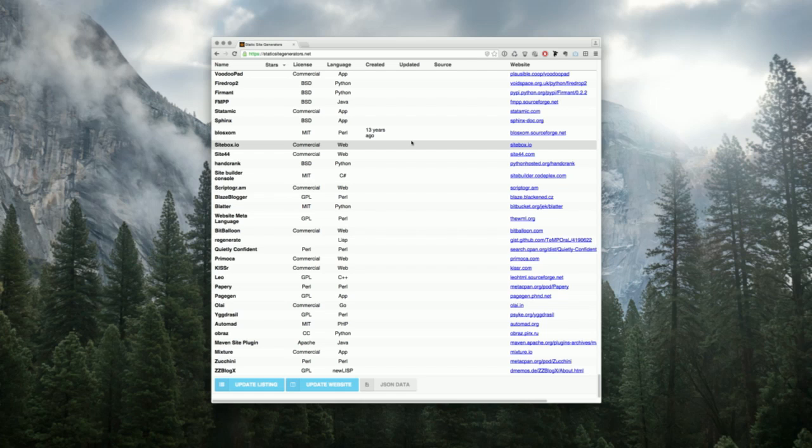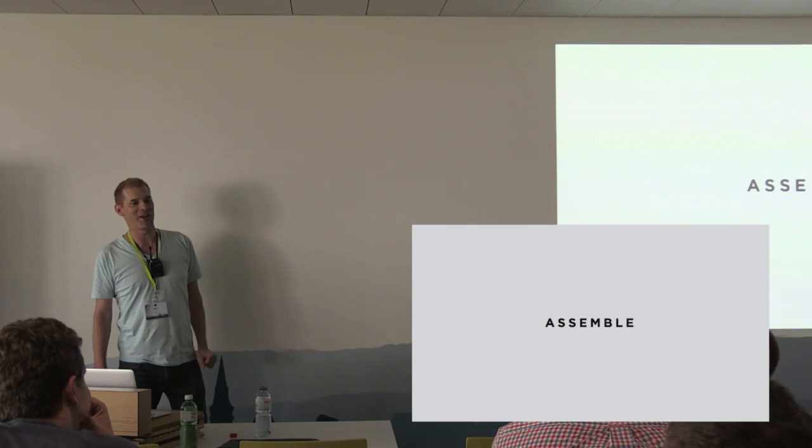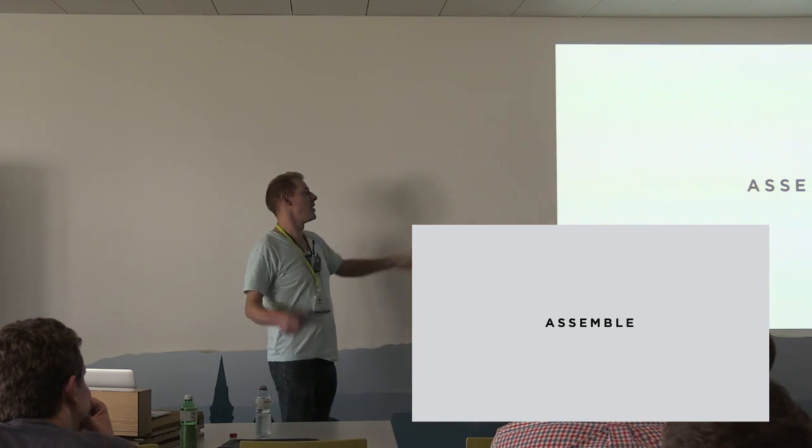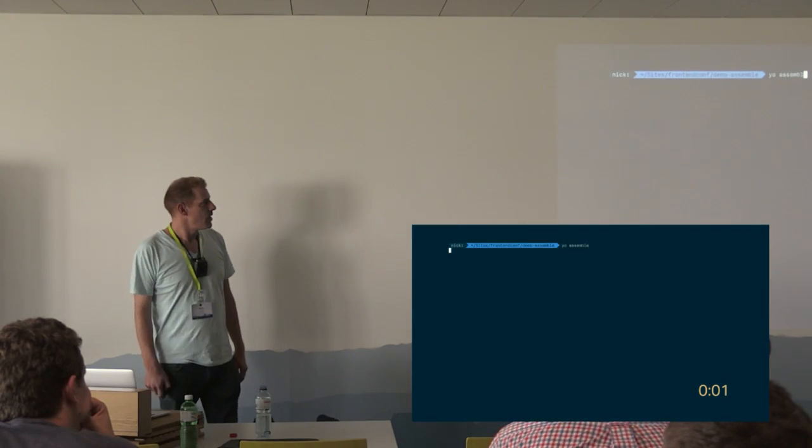This is all the known static site generators. There's like 394 of them. The one I use is called Assemble. And I probably found Assemble because it has a Yeoman generator. It was like, oh, static site generator, Yeoman, Assemble. And I love it. So I'm just going to run it.